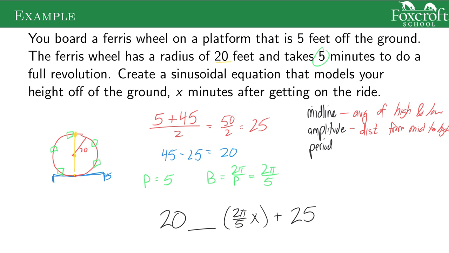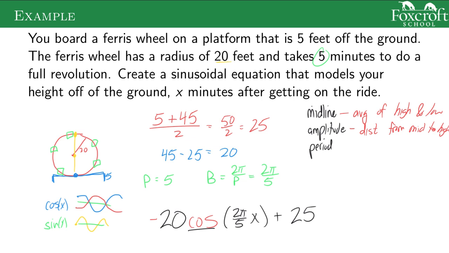If I think about my cosine graph, cosine starts at the highest value and continues from there. My sine graph starts at the middle value and goes up and back down. So what's happening in this situation? When I get on the Ferris wheel, I start at the lowest value. How do I start at the lowest value? Cosine starts at the highest value, sine starts at the middle value. Neither of these start at the lowest value, but I could flip cosine and make it start at the lower value instead. The way I do that is make it negative cosine.